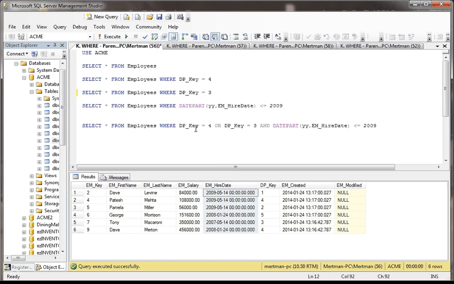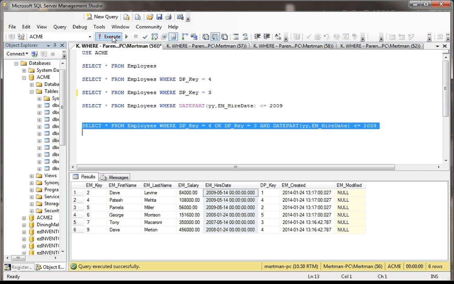So this should work, right? We're going to be saying where the department key is 4 or the department key is 3, and the date part is 2009 or less of the hire date. So let's let that rip and see what happens. Okay, well, let's take a look. Everybody's in department 4 or 3, so that's great. That's great. And, oh, wait a minute.